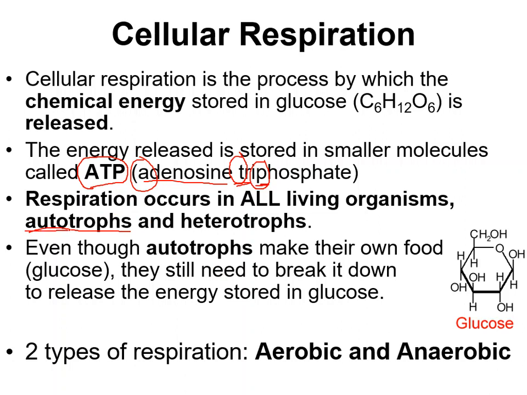Again, auto means self, troph means feeding, hetero means other, and again, troph means feeding. So animals are heterotrophs, right? Fungi are heterotrophs. There are two types of cell respiration that we're going to talk about. There's aerobic and anaerobic, and we'll go through each of these in turn right now.